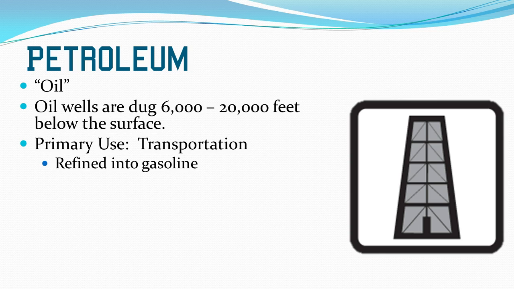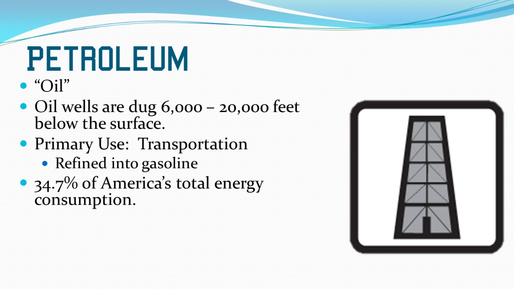We refine it into gasoline. We take our raw petroleum and fractionally distill it to create different materials. Gasoline is one of them, but it also can be used to create a lot of industrial products, such as aspirin and even plastics.